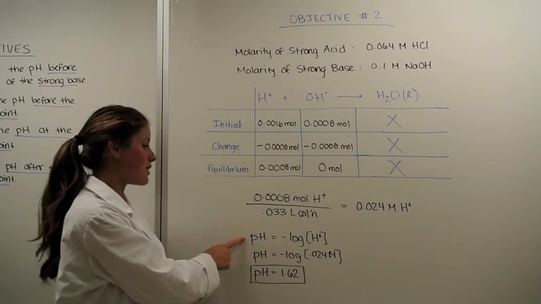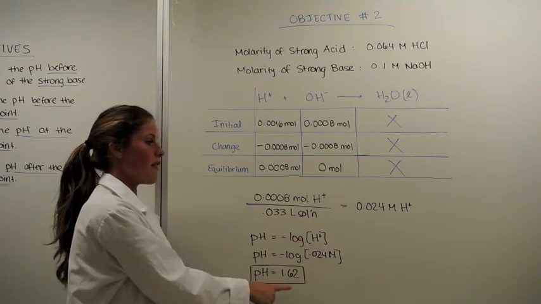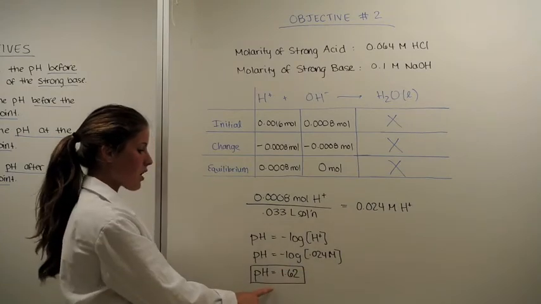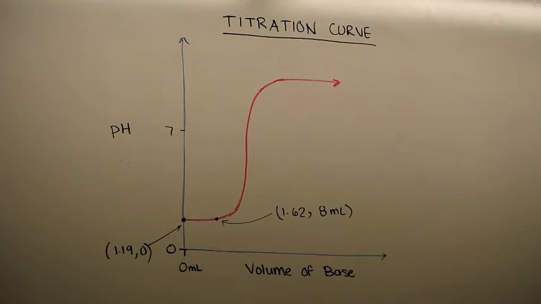Then we can use this pH equation, which is pH equals negative log of the hydrogen ion concentration. Then we can plug in this concentration into the equation, and when you solve, you get a pH of 1.62. At this point of the titration, as NaOH is added, the pH increases slowly at first and then rapidly in the vicinity of the equivalence point.